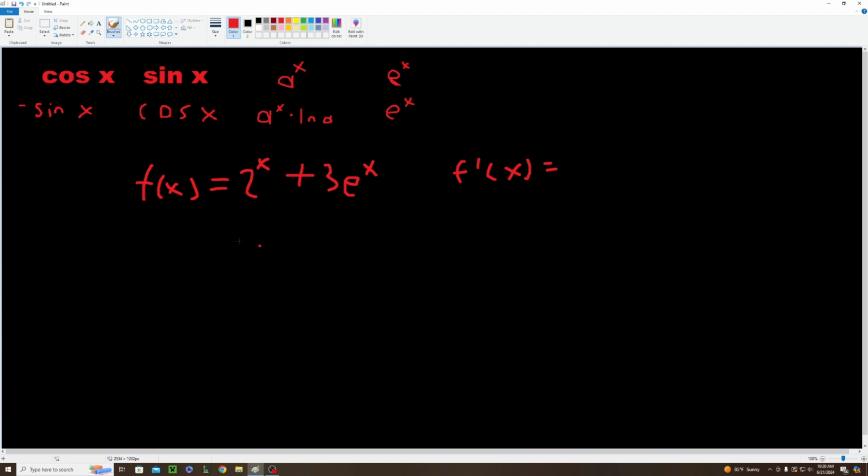Alright, this is the next example problem. F of x is 2 to the x plus 3 e to the x, and we have to find f prime of x. So we'll start by taking the derivative. The derivative of 2 to the x is going to be 2 to the x times the natural log of 2. And the derivative of 3 times e to the x is going to be 3 times e to the x, since the derivative of e to the x is just e to the x. And that's our final answer, 2 to the x times natural log of 2 plus 3 times e to the x.